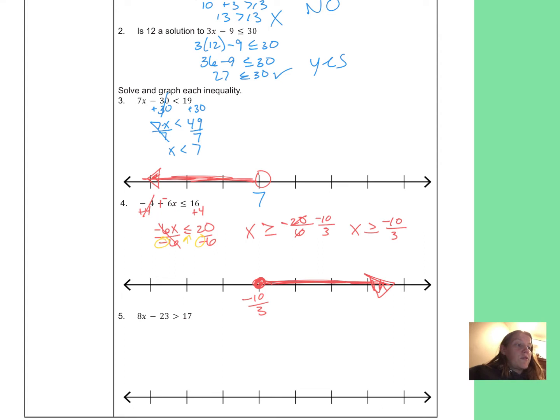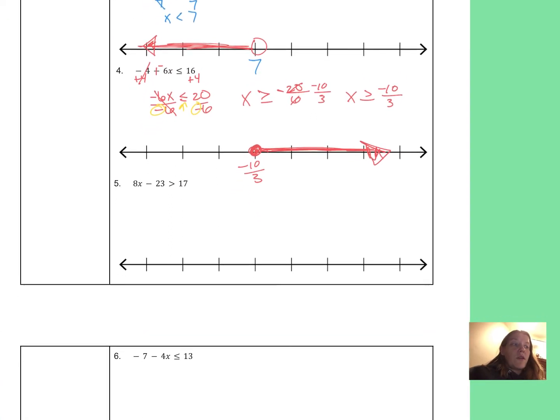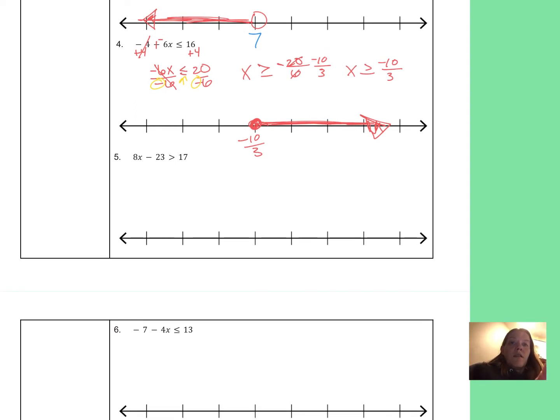Number 5. I'm going to first add 23 to both sides. That makes 0. So I've got an 8x is greater than, let's see, that's going to give me 40. Then I can divide both sides by 8. So my x is greater than 5.